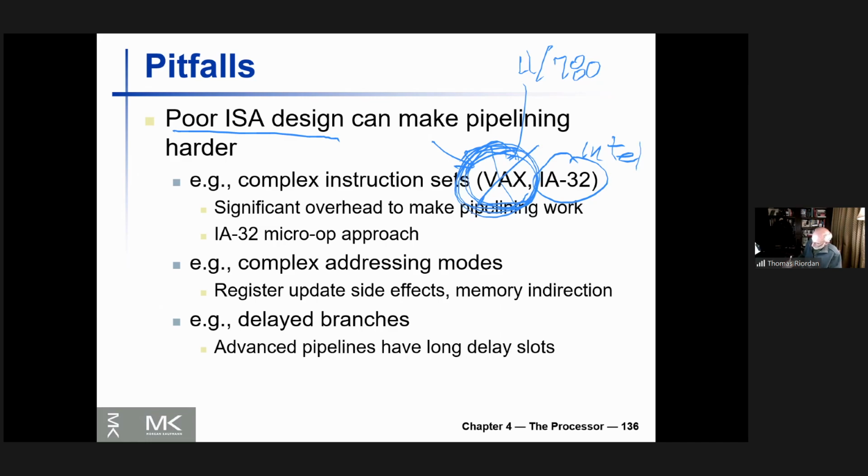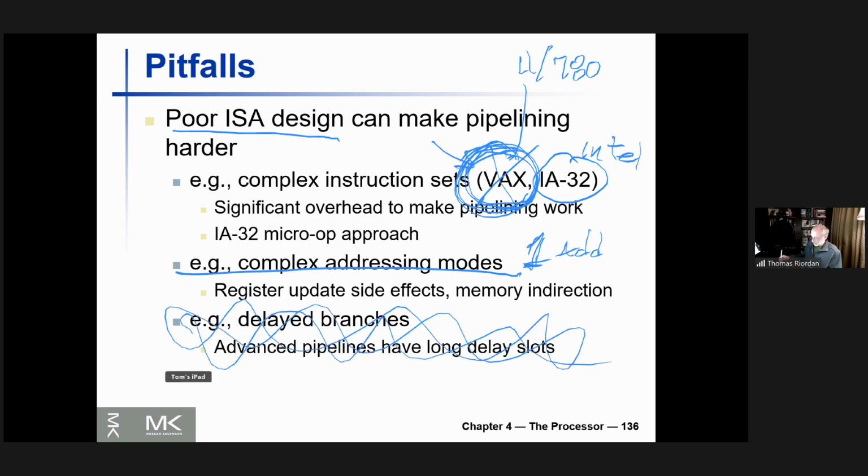Anyway, we got to get rid of all these complex addressing modes. Again, MIPS, ARM, RISC-V just have one addressing mode. That's all you get. And that makes it really, really simple, and you can make it really, really fast. And we didn't even talk about delayed branches. It's just like ancient history. Nobody talks about it anymore.